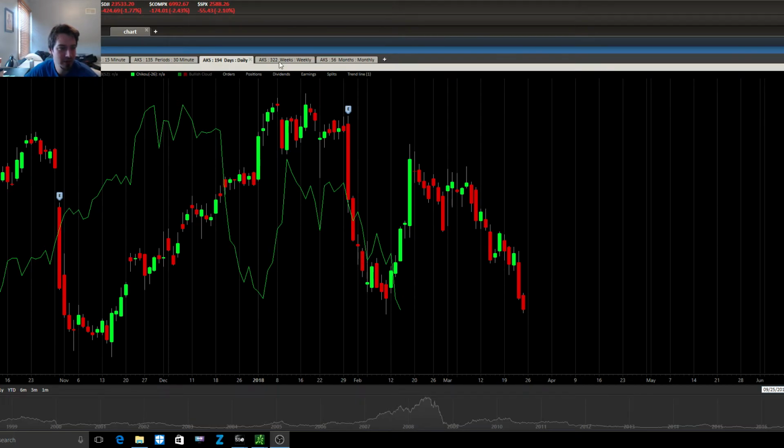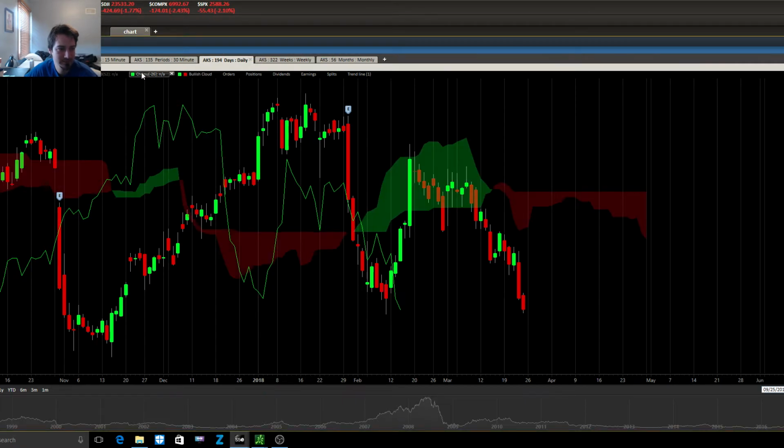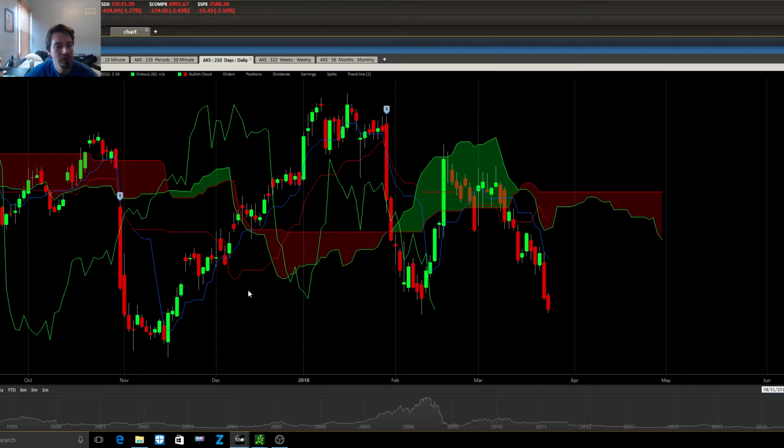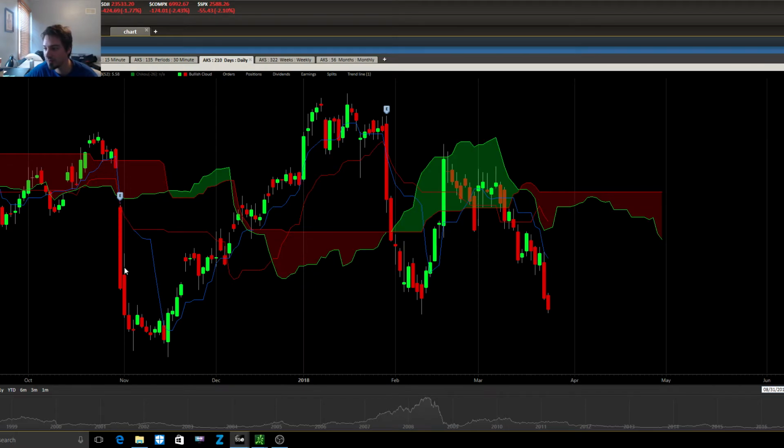That being said, if we have the Chikou span, we put the cloud on, Senkou span B and A, Kijun-sen and the Tenkan-sen line. Normally when we're bearish, so we're bearish back here, let me take this off so it doesn't confuse you so you can see it. We're bearish because the price is below the cloud.